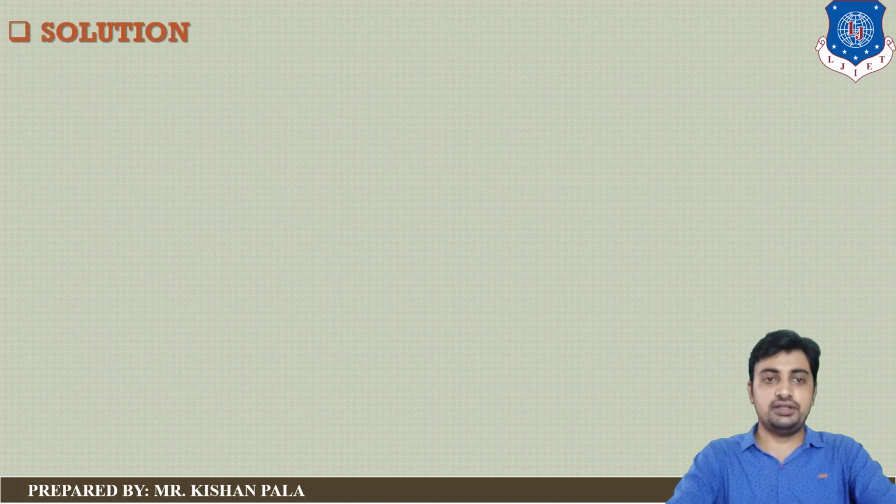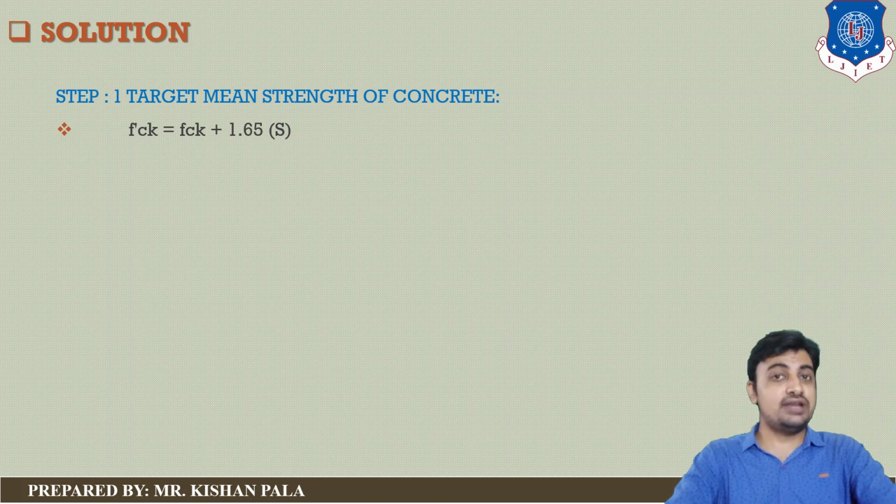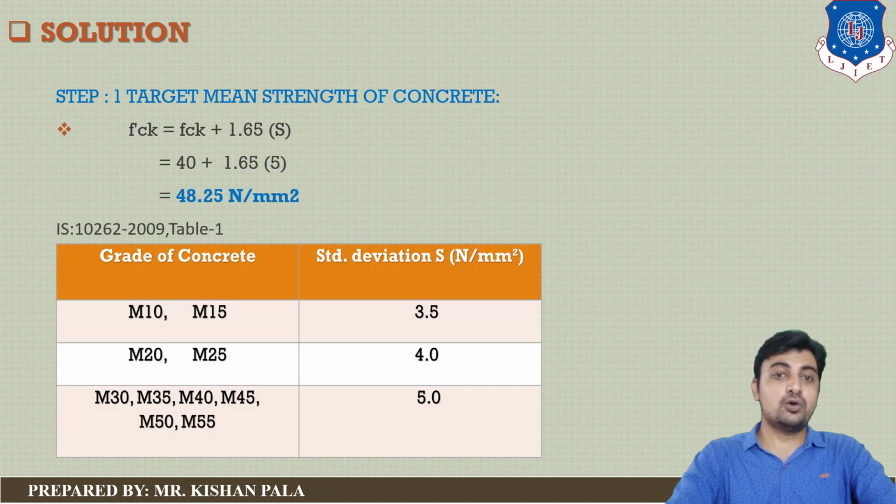Let us start with our first step, which is to finalize the target mean strength of concrete. As we know, the target mean strength f_ck' is equal to f_ck plus 1.65 into S. S means the standard deviation of concrete. Our f_ck is the characteristic compressive strength. We have to design the concrete mix for M40.